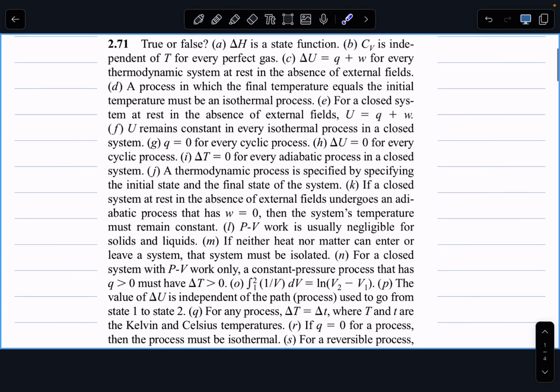These true and false problems will either show up as true and false, or we can easily change them into short answer problems. So maybe I'll ask you to explain why this one is true or false, right? And the second example is more like a comprehensive problem with multiple parts.